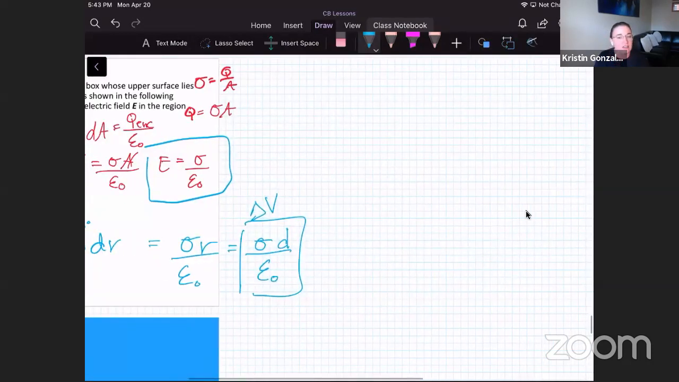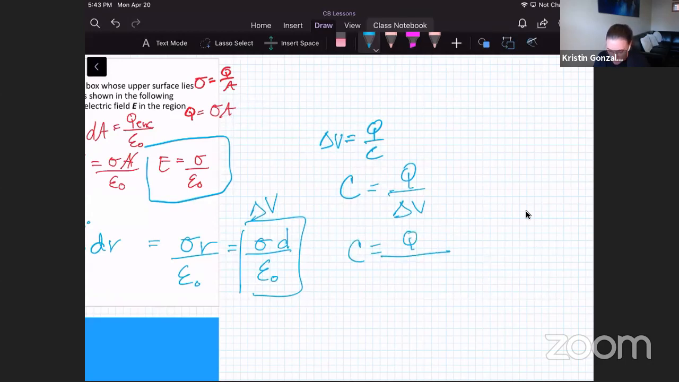And so now let's turn that into capacitance, because from there it's easy. If delta V is Q over C, what's C? Well, it's Q over delta V. So then C becomes Q over sigma times D over epsilon naught. You guys see where I'm going, right? The epsilon naught comes up, so this becomes Q times epsilon naught over... Well, let's plug in for sigma.